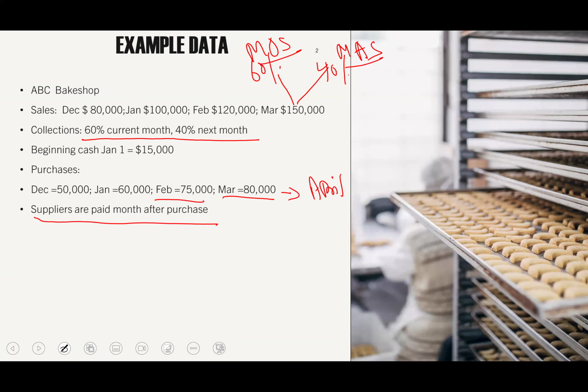Whatever I buy in February is paid in March. Whatever I buy in January, I'm allowed to pay in February, a month after purchase. Okay. So we will calculate the cash payment schedule also. You have some other operating expenses of $20,000 a month, which you pay in cash. You have also purchased some equipment in the month of March for $30,000.